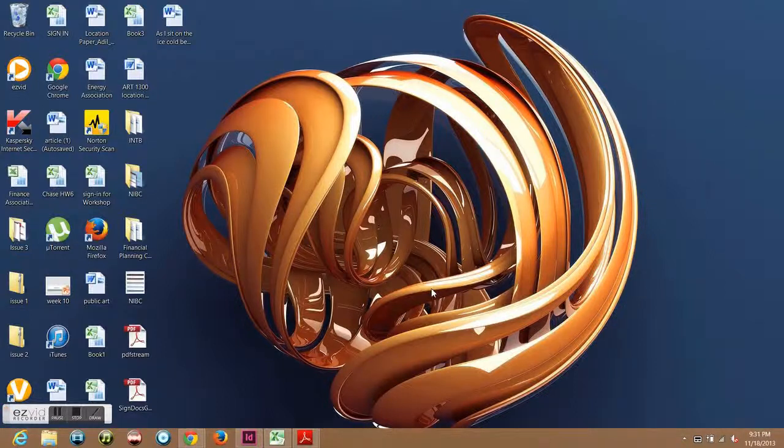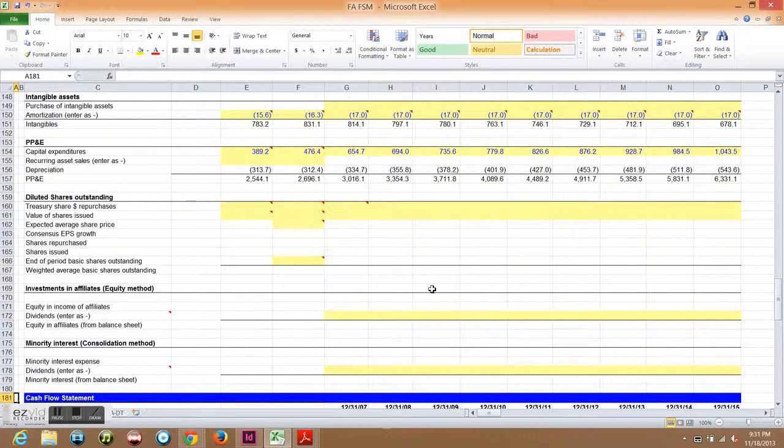But more or less, I think we're gonna have diluted shares, investment in affiliates, and minority interest. Those are the three that we have left. Then we're gonna move into our cash flows. So our treasury shares and repurchase.